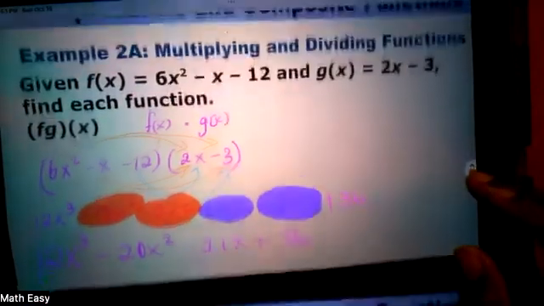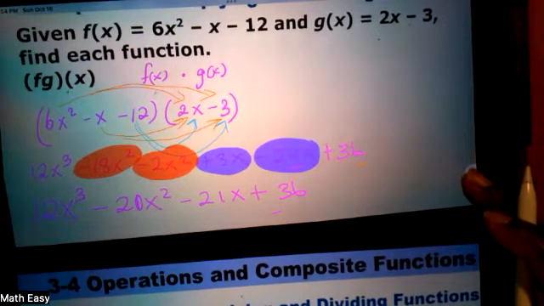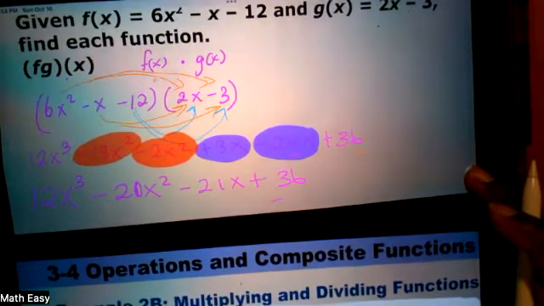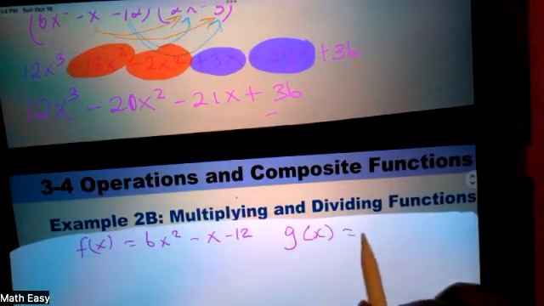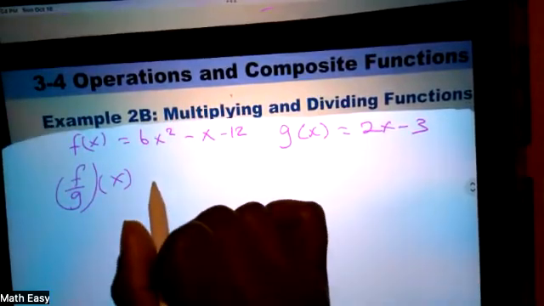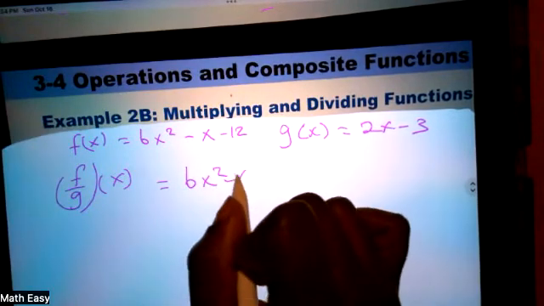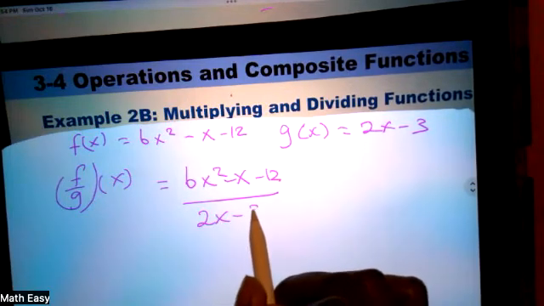So we're going to use that same information up here, where f of x is 6x squared minus x minus 12, and g of x is 2x minus 3. And we want to find f on g of x. So we have a division here. How will we go about doing that? Well, we have 6x squared minus x minus 12 divided by 2x minus 3.